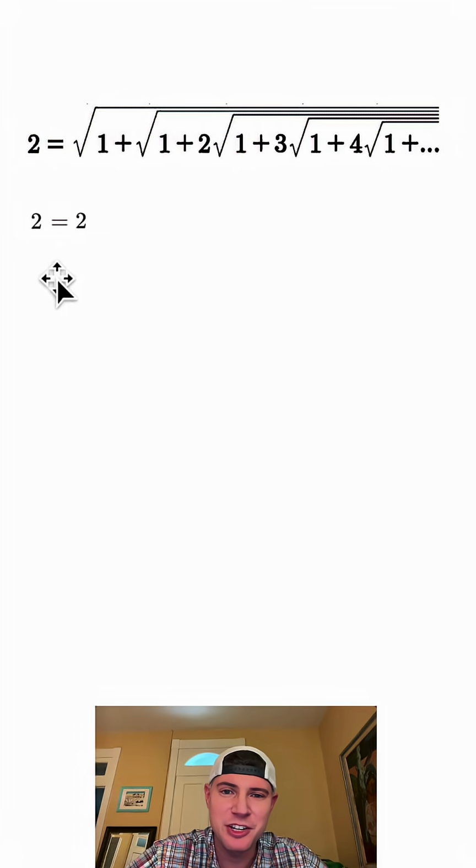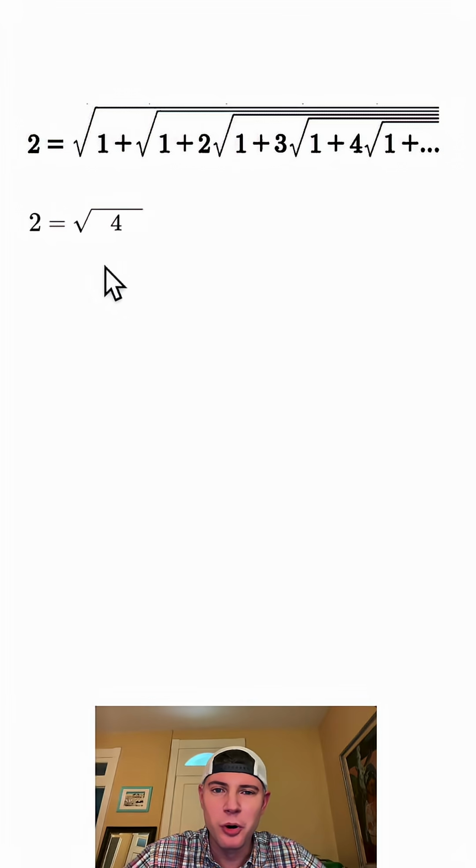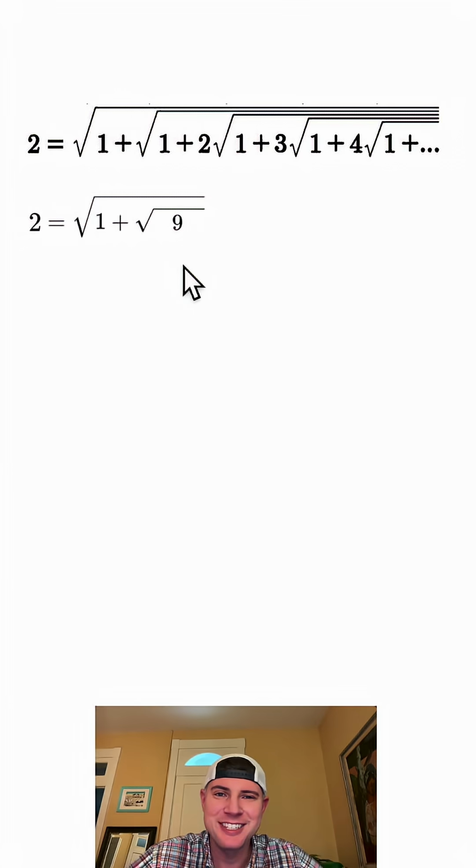We can start out by saying 2 is equal to 2. And then we can change the 2 into square root of 4. Next we can rewrite the 4 as 1 plus 3. And then we can rewrite the 3 as square root of 9. Next we can rewrite this 9 as 1 plus 8. And the 8 we can change into 2 times 4.